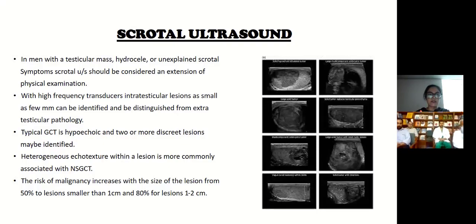In men with a testicular mass, hydrocele, or any unexplained scrotal symptoms, scrotal ultrasound should be considered an extension of physical examination. With high-frequency transducers, intratesticular lesions as small as a few millimeters can be identified and distinguished from extratesticular pathology. Typical germ cell tumors are hypoechoic, and 2 or more discrete lesions may be identified. Heterogeneous echo texture within a lesion is more commonly associated with non-seminomatous germ cell tumors. The risk of malignancy increases with the size of the lesion, from 50% for lesions smaller than 1 centimeter to 80% for lesions 1 to 2 centimeters.